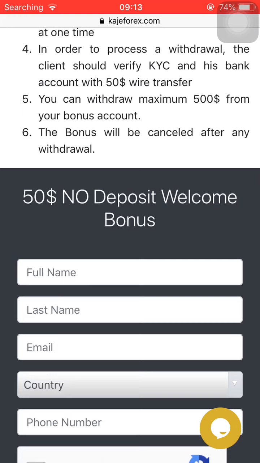Is this broker legit? Is it regulated? Can you trust this broker with your own money? Or what will be your decision after I review this broker in just a minute, guys.